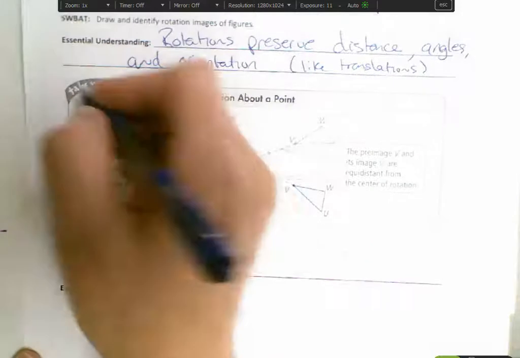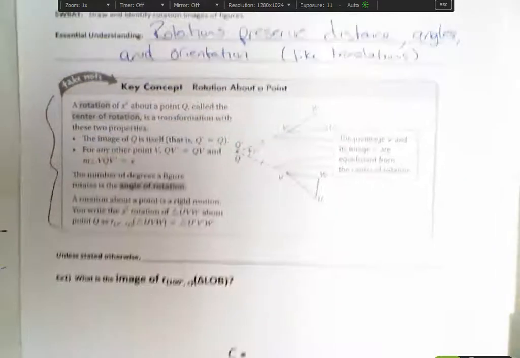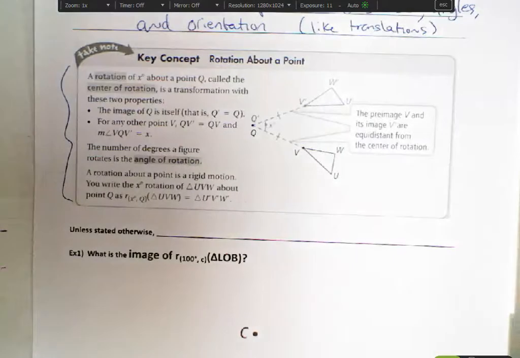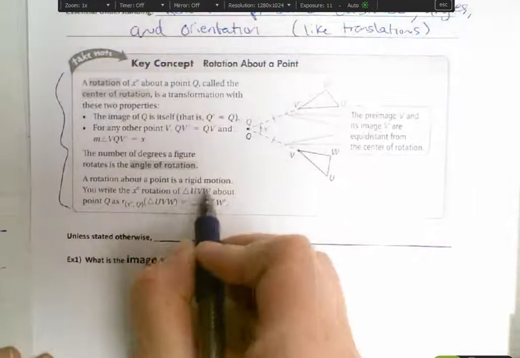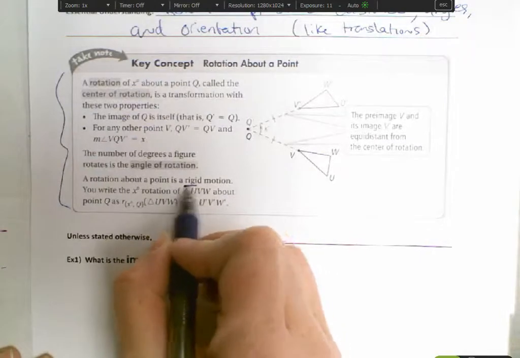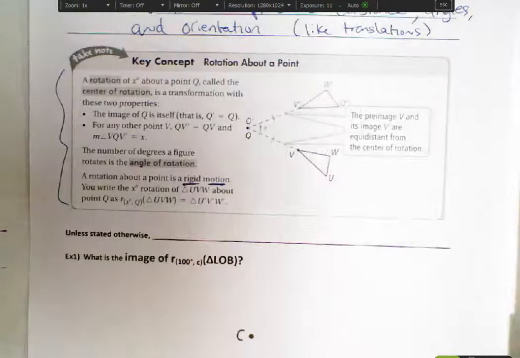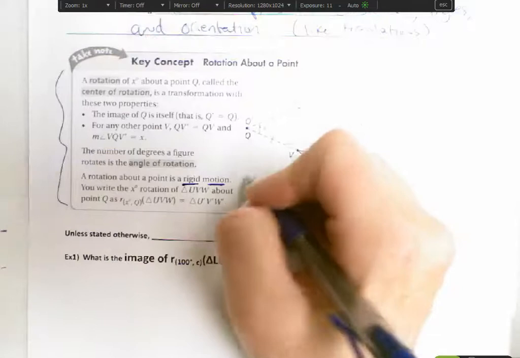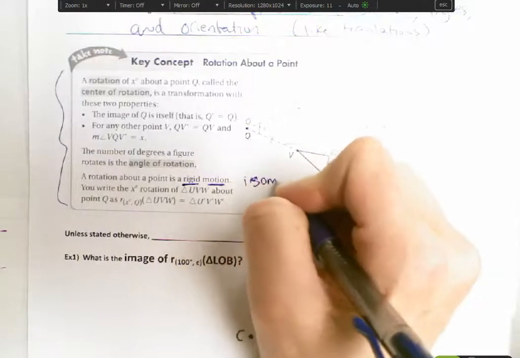So when you get a second, go ahead and take a look at this. This just gives you a summary of what's going on with your angles of rotation. We also know that a rotation about a point is a rigid motion. So it's an isometry. Nothing changes.